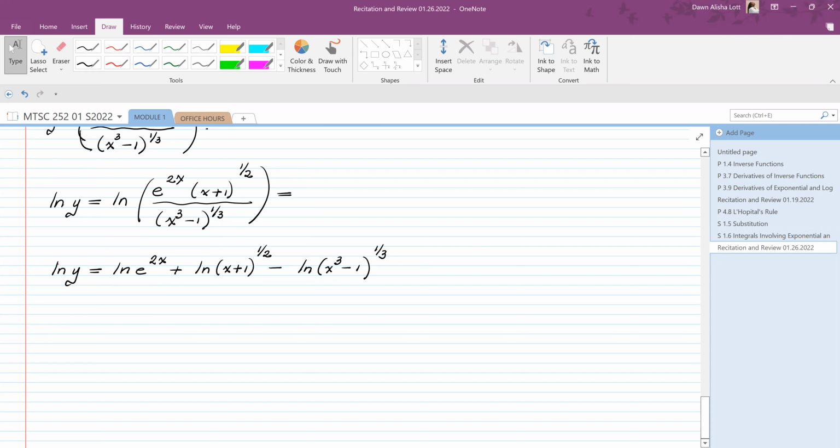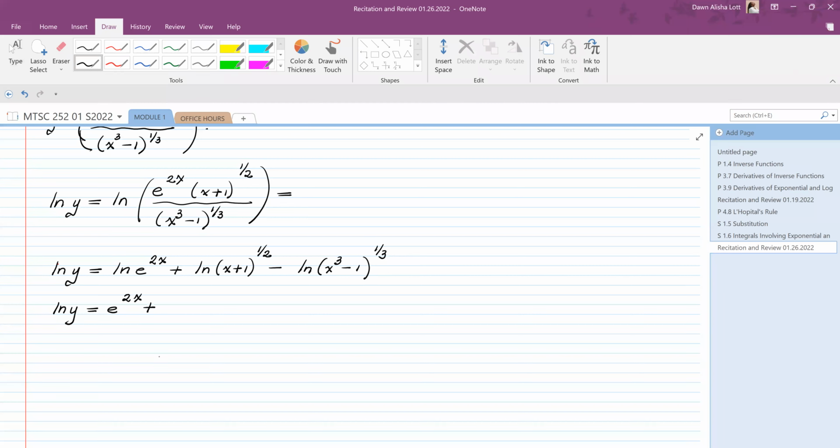Is it 2 ln e 2x for the first one? Yes, but it's actually easier than that. Whenever you take the natural log of e to the something, you just get that thing. So natural log of y, this just gives you 2x. And then how do I simplify the next one?